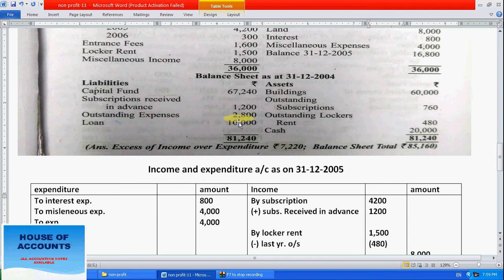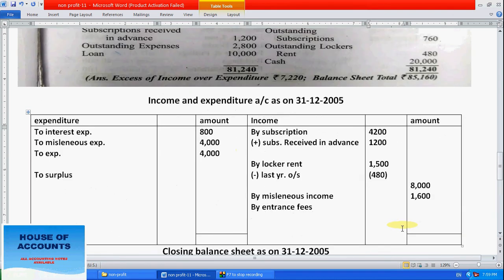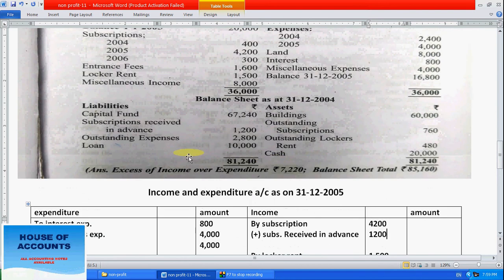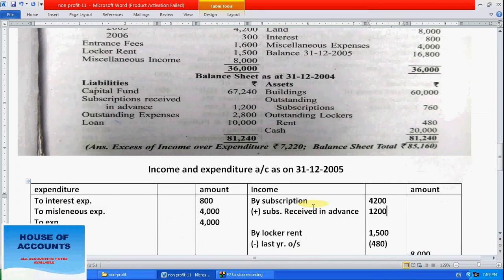Now outstanding expenses 2800, last year's expenses, these expenses we have to pay, but how much have we paid? Only 1400 we have paid. So this is closing. Okay, this is the income and expenditure account. There is an expense of 2800 for last year, but how much have we paid? 2400 we have paid, we still have to pay 400, which is pending. So this entry will come in the balance sheet, not in the income and expenditure account.